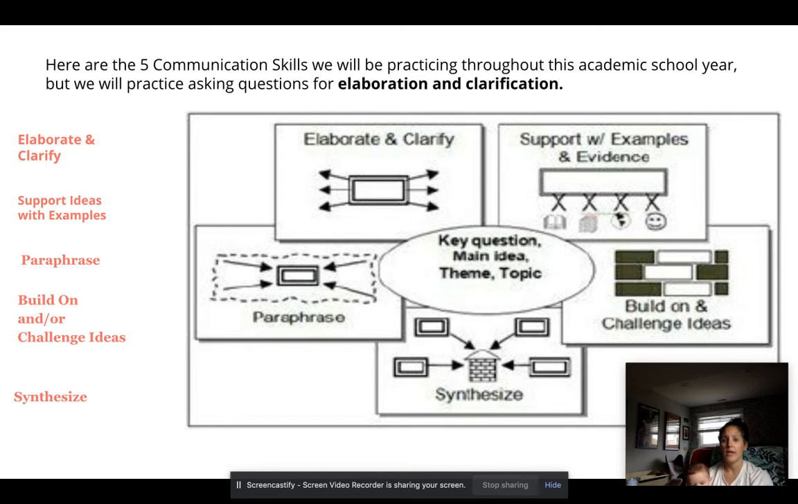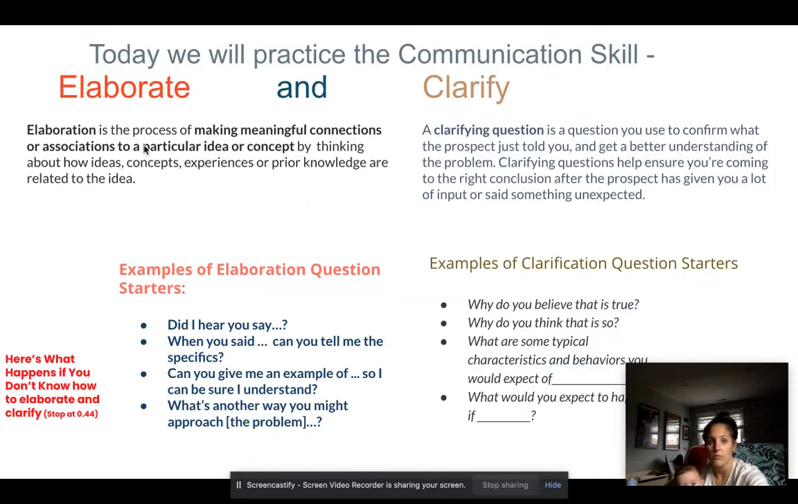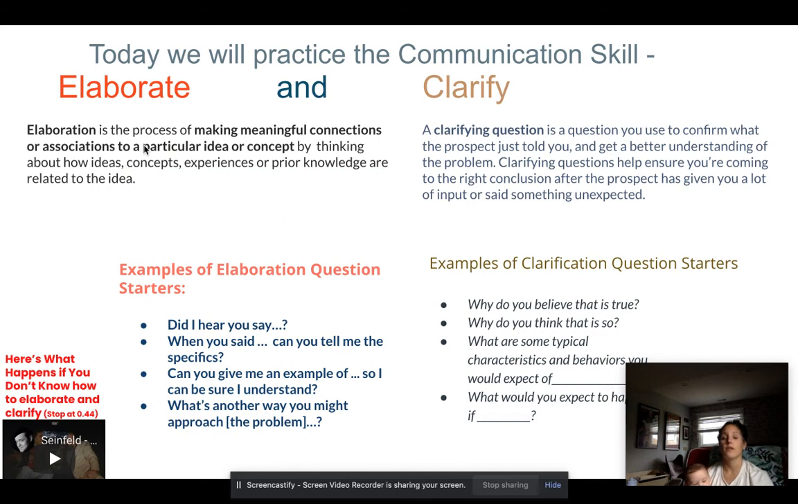Now, you should have been given a handout. We're going to call these your placemats, okay? Hang on to these. Put them in your folder somewhere safe when we are done. So today we're going to focus on that elaboration and clarification. So elaboration basically means to make meaningful connections or associations, thinking about new ideas, concepts, or prior knowledge related to the idea.